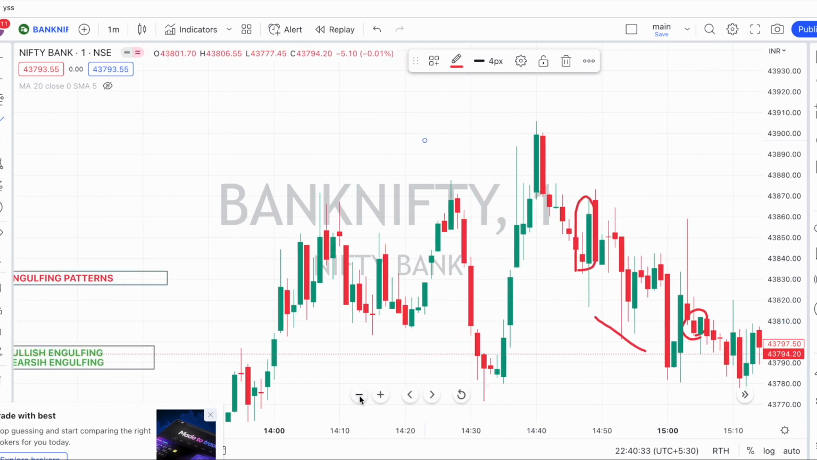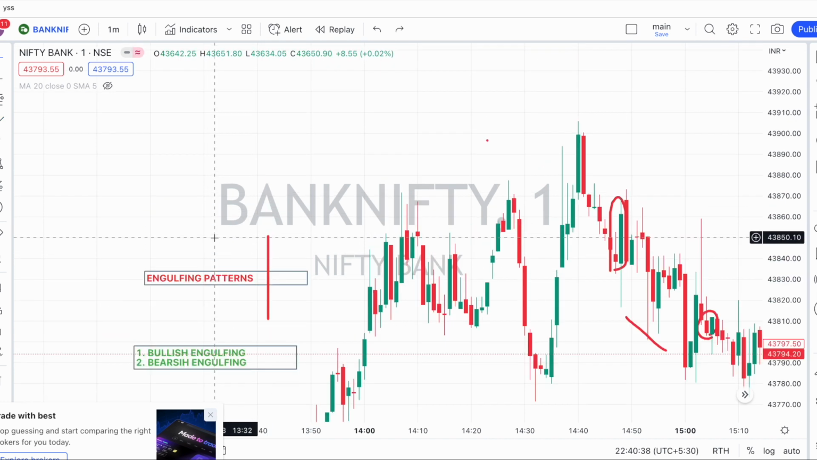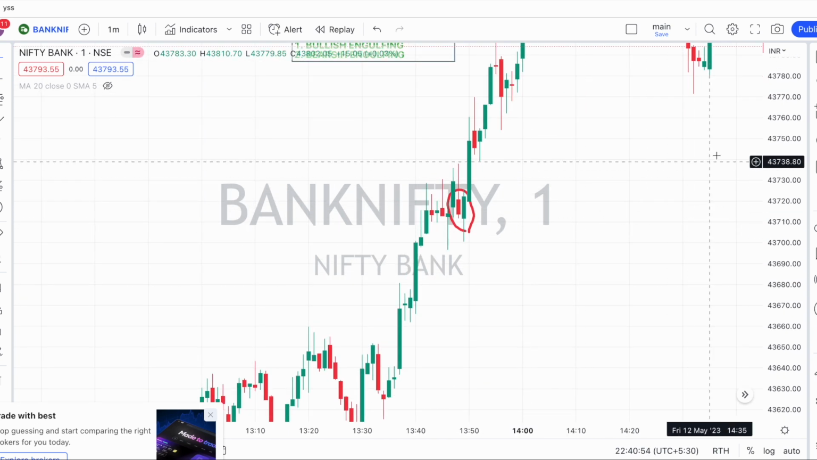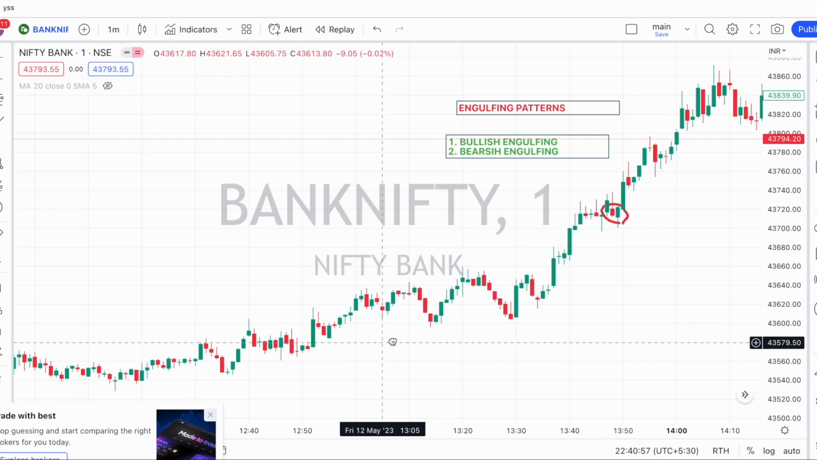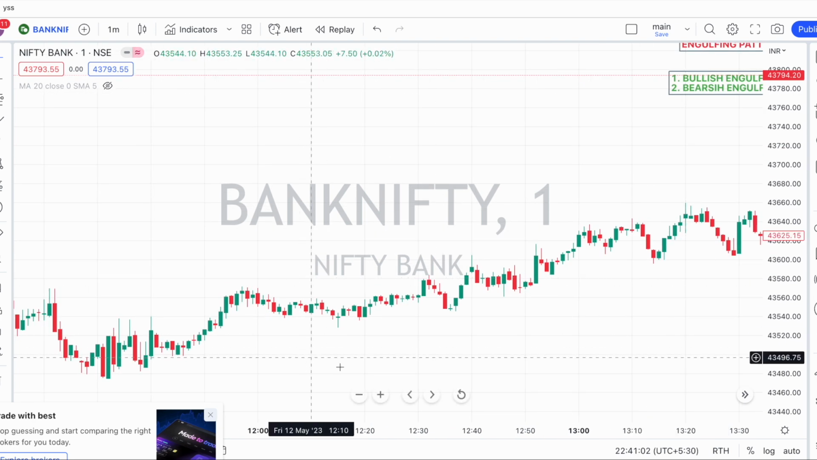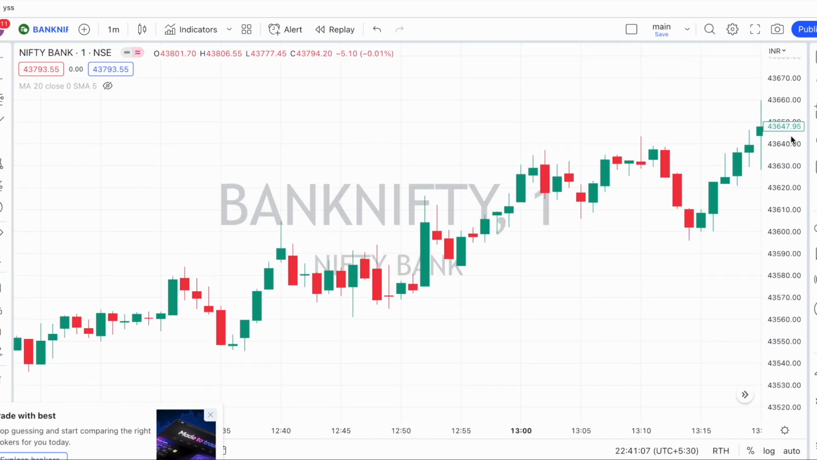Now coming to point 2, bearish engulfing pattern. So what is a bearish engulfing pattern? A bearish engulfing pattern is vice versa, which means the body of a green candle is completely eaten up by the body of the red candle. Now if you look at the chart over here, this is Bank Nifty 1 minute time frame, and we want to see a bearish engulfing pattern. The body of the green candle has to be completely eaten up by a red candle.